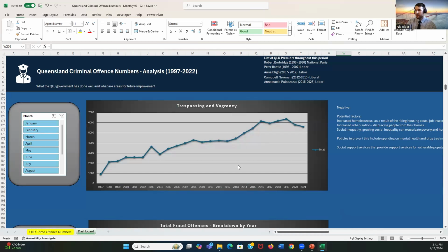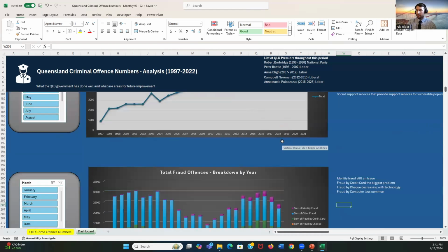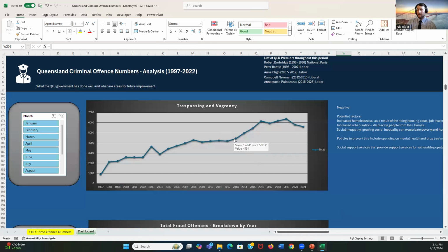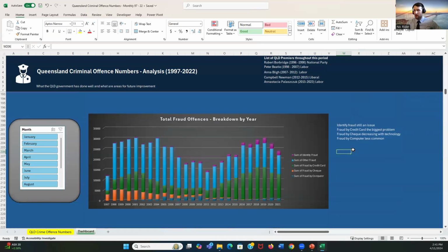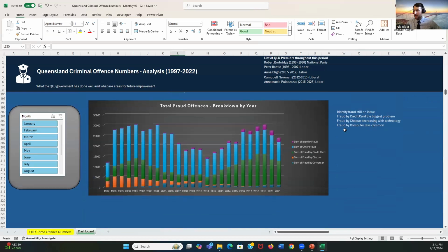Trespassing and vagrancy, when the LNP was in last time, went from 2012 up to 2015, so we saw an increase there. That's probably the first negative on the graphs that I can see with the LNP. Some people might argue that was due to capitalism, for example. And if there is a correlation between trespassing and vagrancy and homelessness, then I would say that would be a fair assumption. But it's all just a matter of breaking it all down.